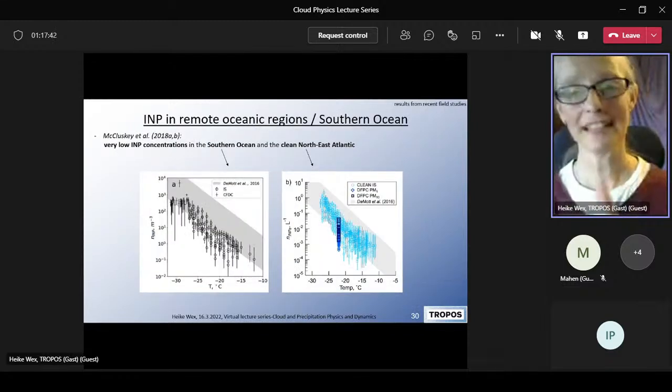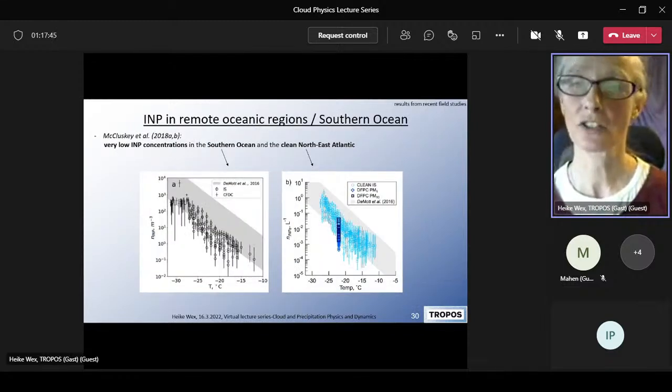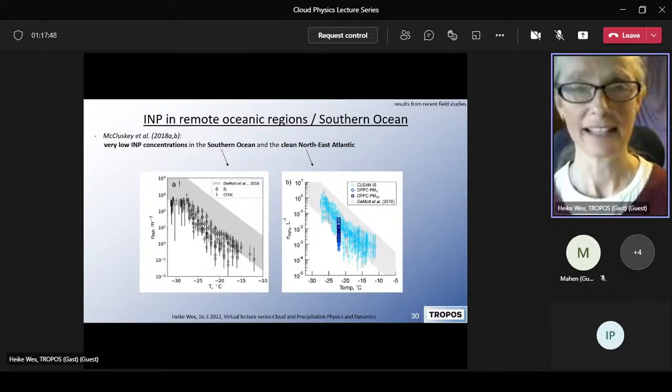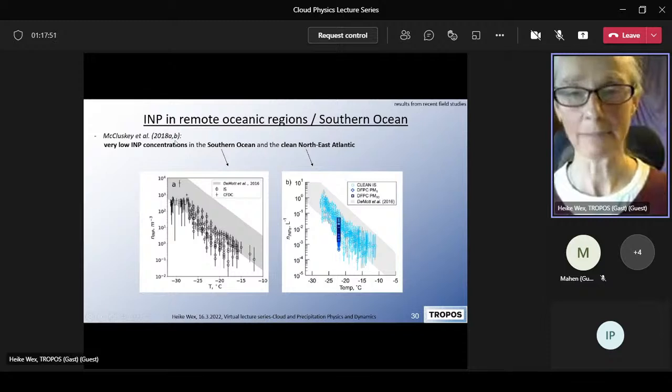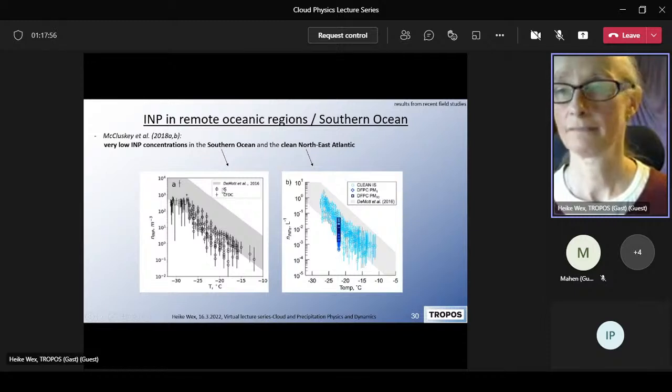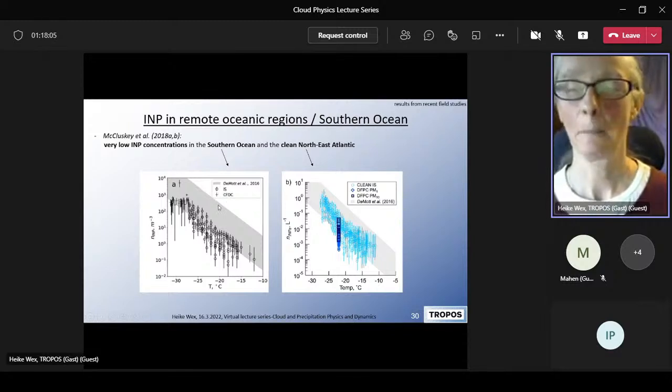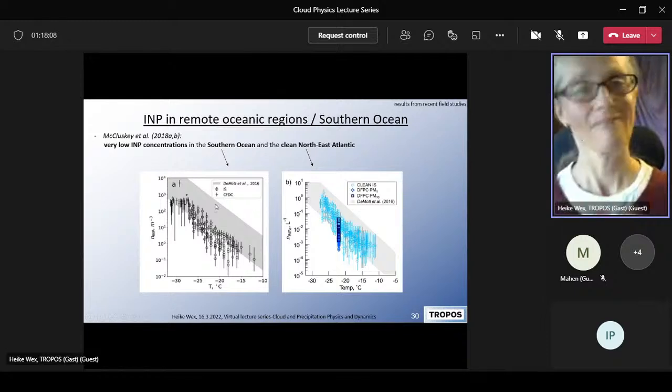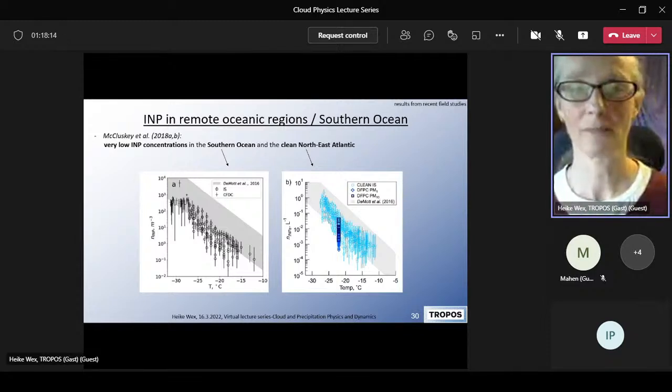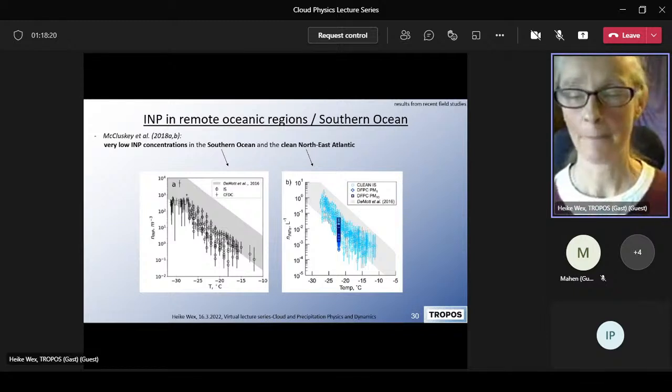Now we go to a place where that information really fits, and that is remote oceanic regions or the Southern Ocean. McCluskey published 2 papers in 2018, where she found very low INP concentrations in the Southern Ocean and in the clean Northeast Atlantic. So that is now not, the gray here is not Peters and Wright, but it's similar to that. Low concentrations. Now, that fits to the fact that, well, marine processes maybe only contribute little amounts of INP. But again, I can't see where the Porter paper fits into there. And I'm not saying it's right or wrong. I just say it's amazing.